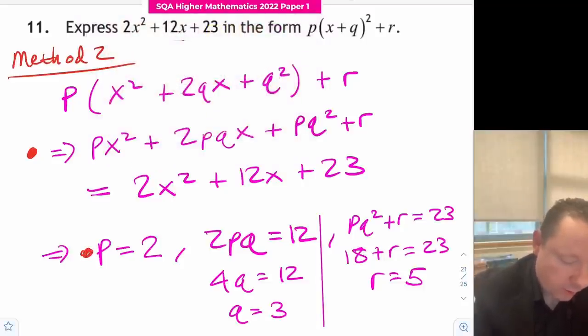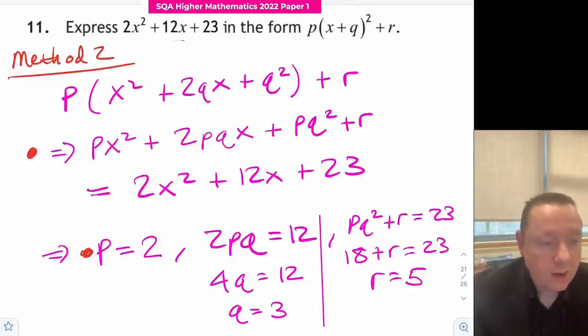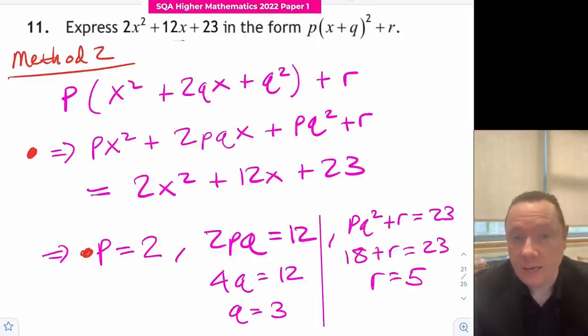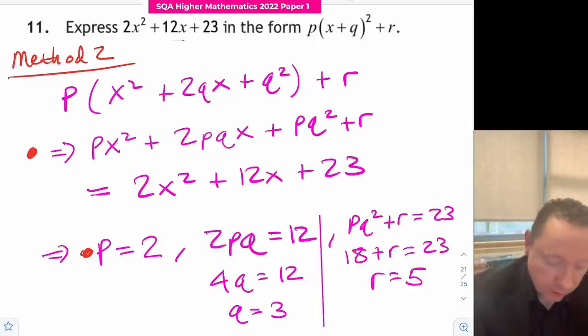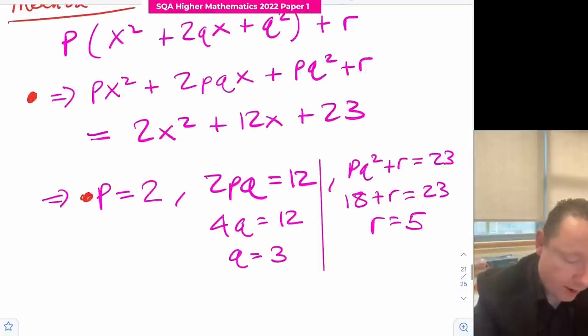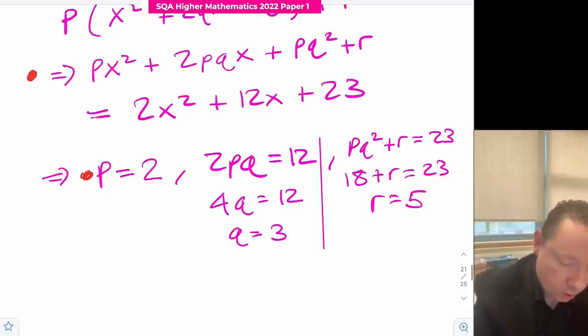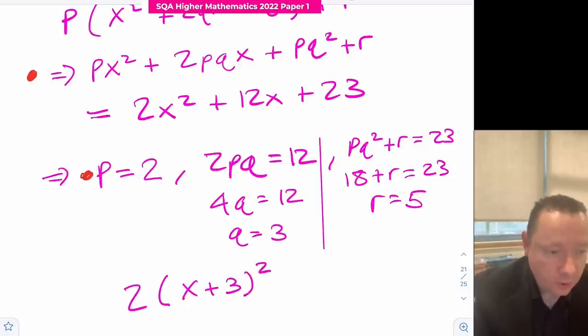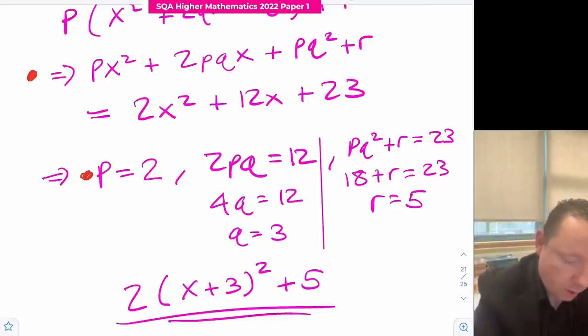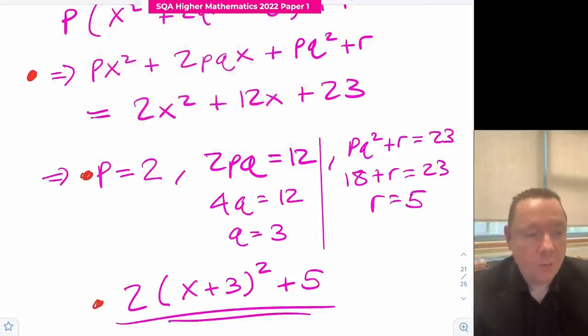So we should have written all of them, the top lines, and then working all of them out and writing it in completed square form gets you your final mark. So you can't just work them all out. You have to then say what the answer actually is, which is 2x plus 3 squared, because q is 3, plus your 5, because r is 5, for your final mark. And there's your 3 marks in that way.